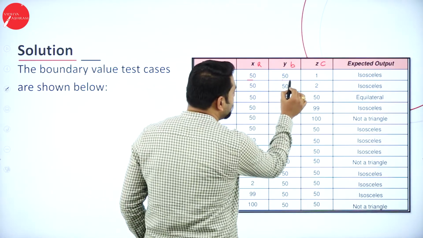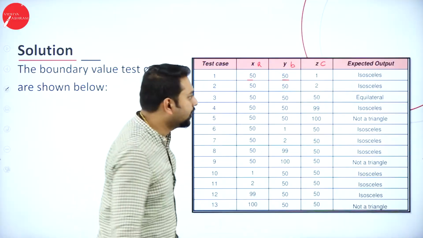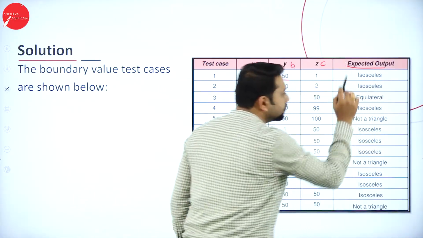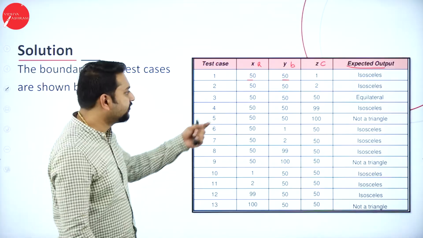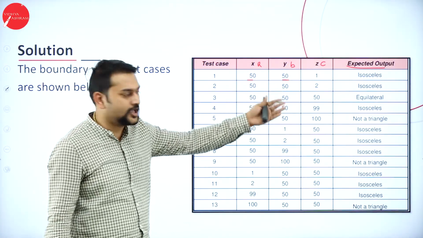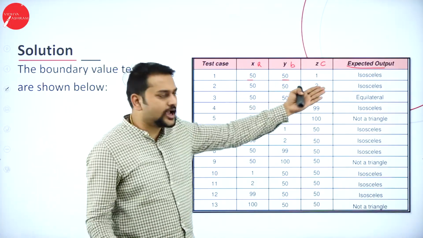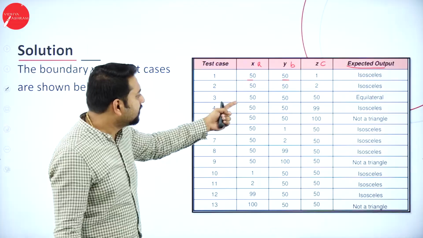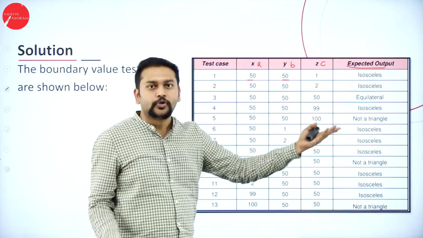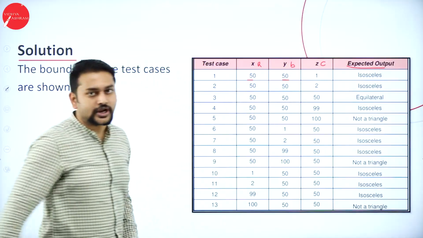So please understand, two sides are equal. Then obviously the expected output is isosceles triangle, right? In the same way, say for example, I have entered 50 and 50 for A and B. The values are the same, and the third value I have entered something else. Obviously isosceles triangle. Say for example, here I have entered 50, 50, 50. Obviously all the sides are equal, then I will get the equilateral triangle.